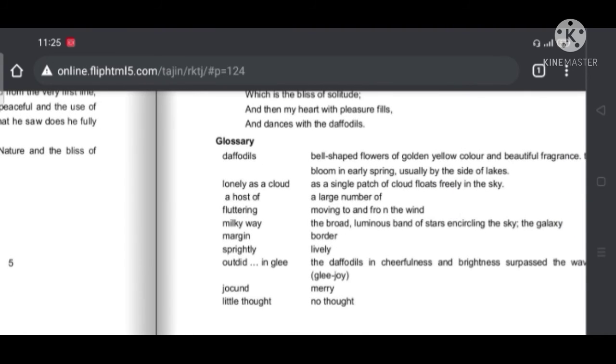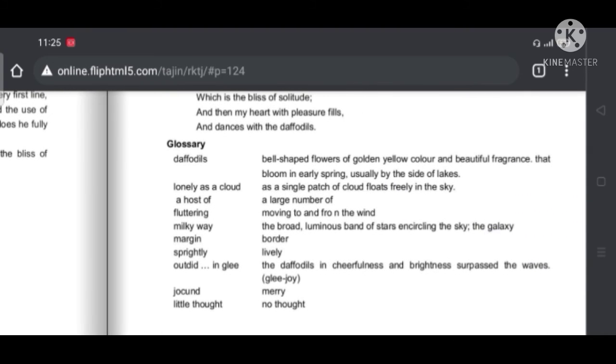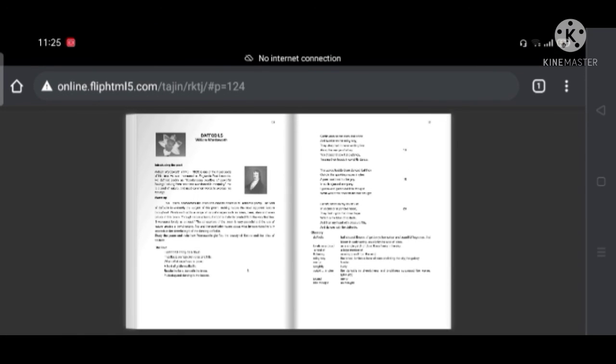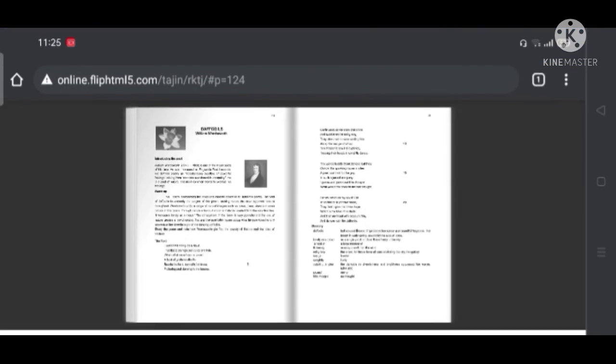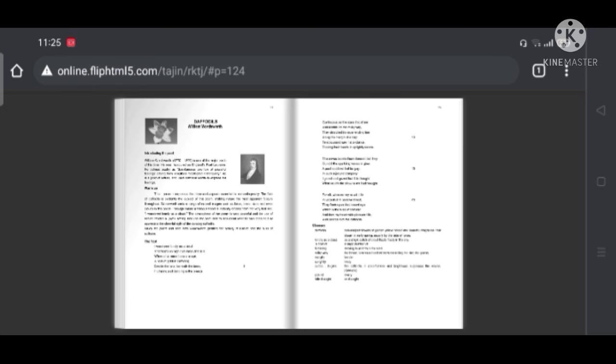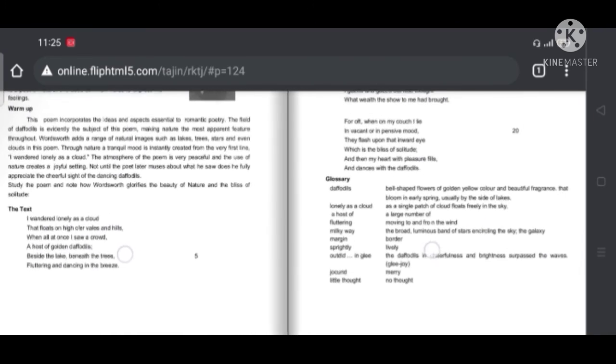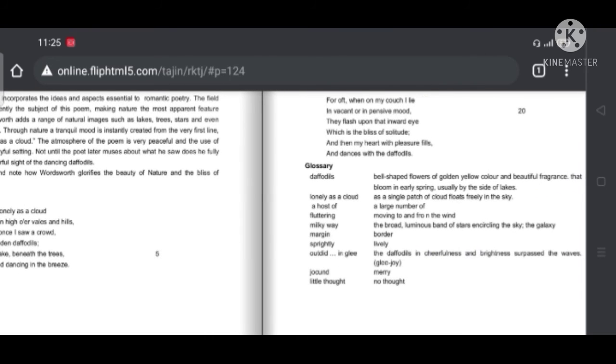So let's have a look at the glossary, at the difficult words that are there. Please make sure that you read the poem once again and go through the glossary as well. In case you have any doubts somewhere, please note them down in the comment section, so that I can refer to these notes and answer your questions.